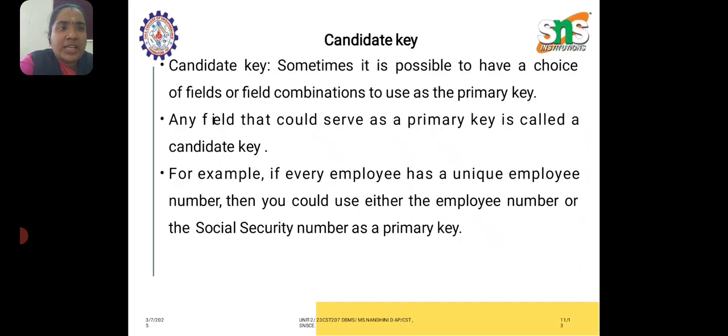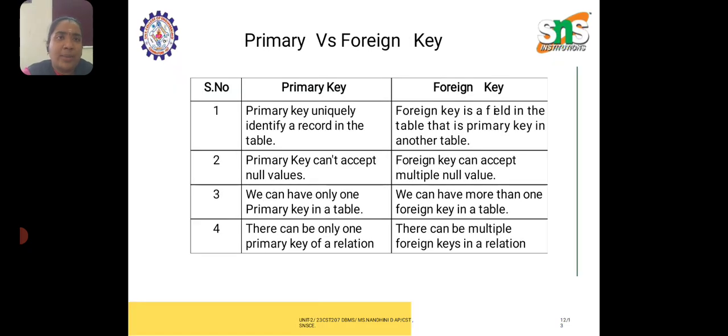Referential integrity has been explained here. The candidate key is known as the possible choices, a field or combination of fields, that could be used as a primary key. Any field that could serve as a primary key is also known as a candidate key. The primary key is used as a foreign key. Records in a table relate through a primary key with another table.